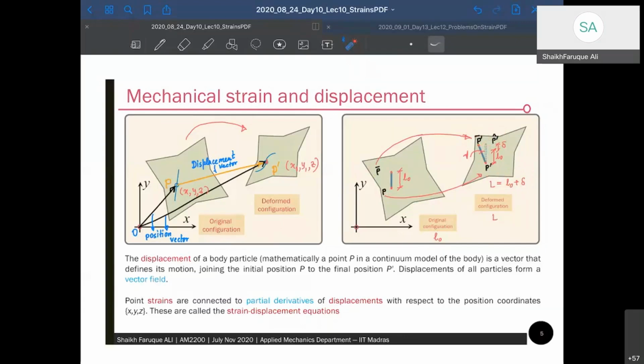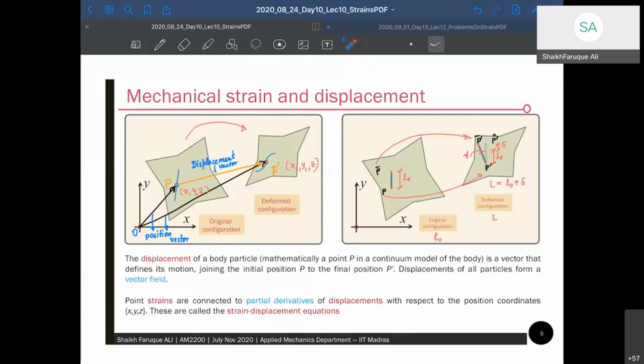So there can be two things. As you can see, there are two things in this material point that has deformed. One is it has changed in length. The other one is it has changed in its orientation in the deformed configuration. So these are called deformation. The change in length is called normal strain or deformation due to normal stress, and the change in shear or the rotation is called shear strain.